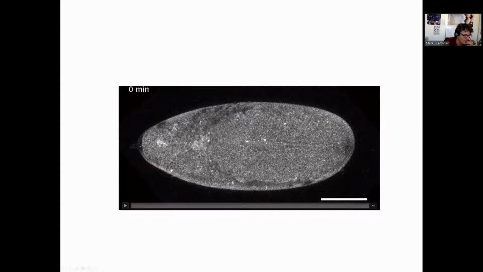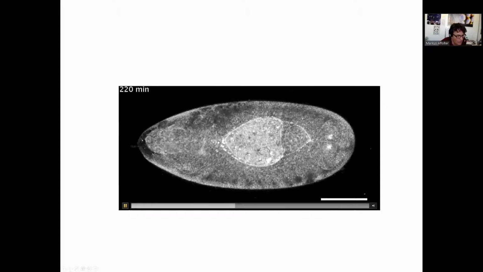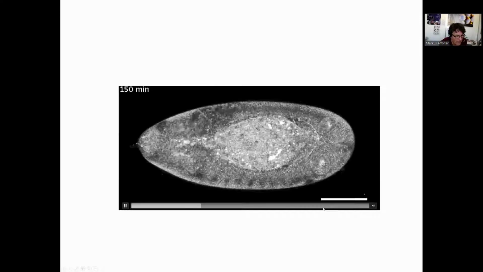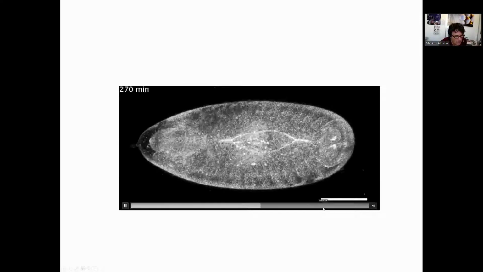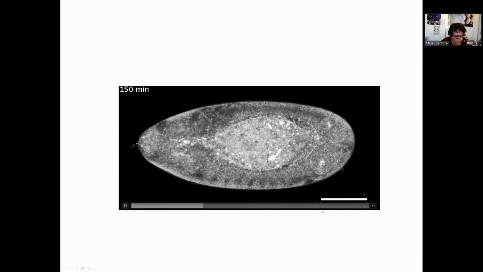It's a movie that shows germ band extension and dorsal closure. So these are developmental biology things. This is not a gene X coding for this. So this is what happens in the development of a Drosophila embryo. So the germ band goes back and you have dorsal closure occurring. Again, I run it. So this is a very fast movie of quite some time, but you see a lot of things happen.